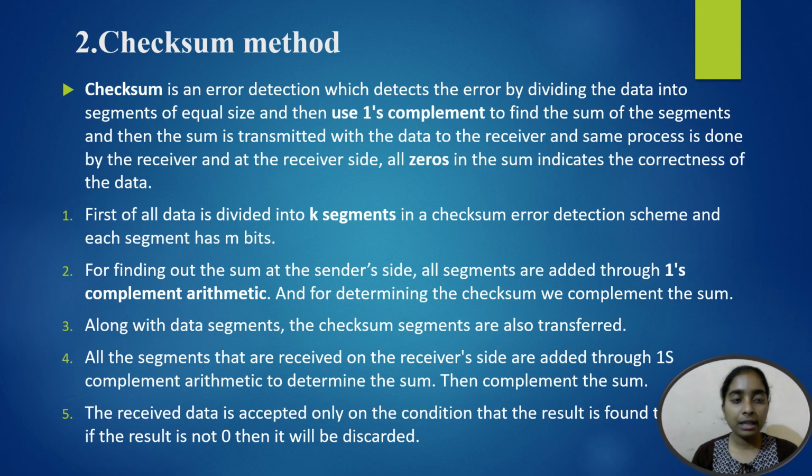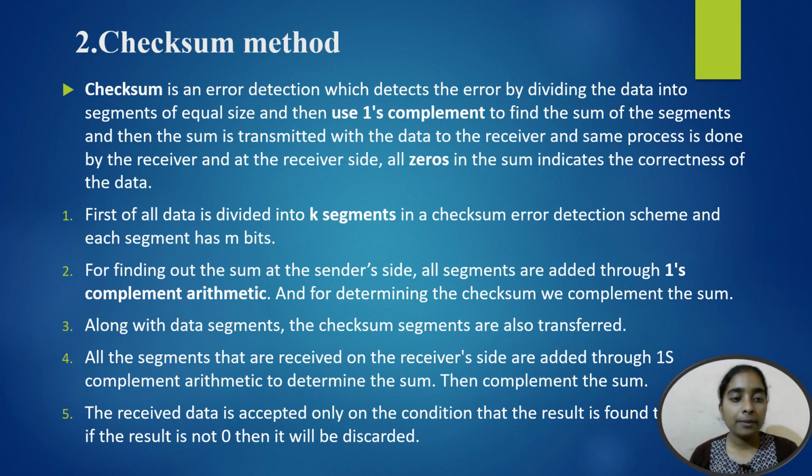The second method of error detection is checksum. The checksum detects the error by dividing the data into segments of equal size and then uses ones complement to find the sum of the segments. The sum is transmitted with the data to the receiver, and the same process is done at the receiver side. Thus, all zeros in the result indicates the correctness of the data.